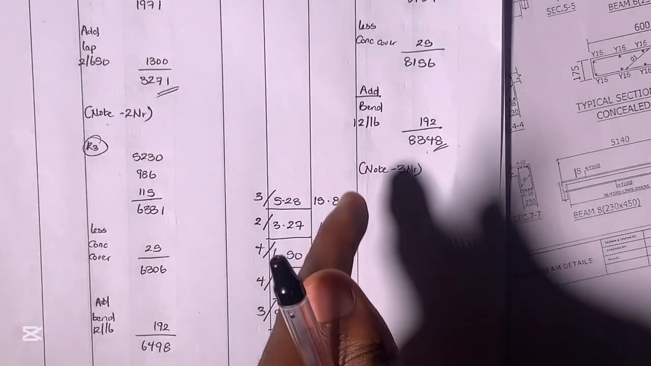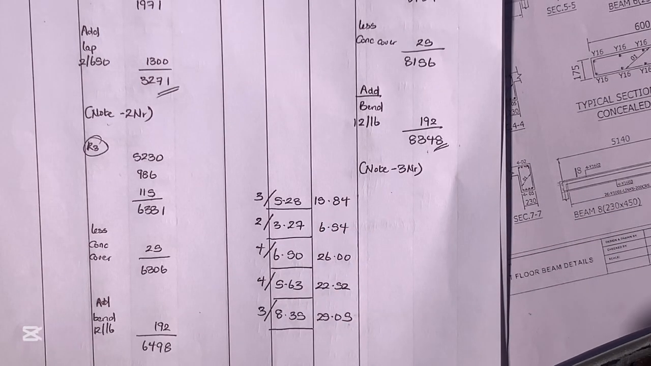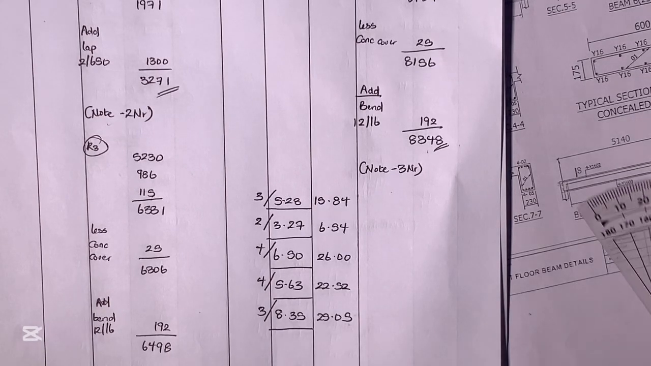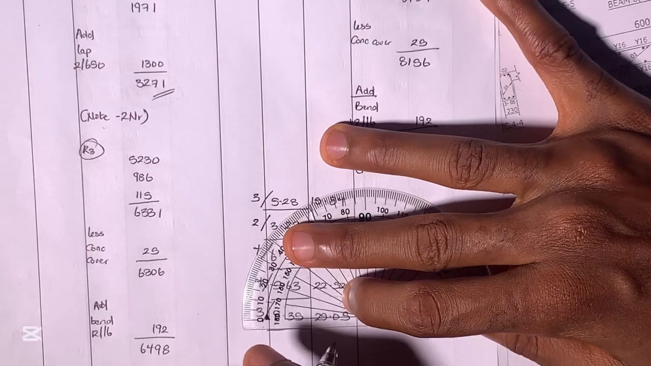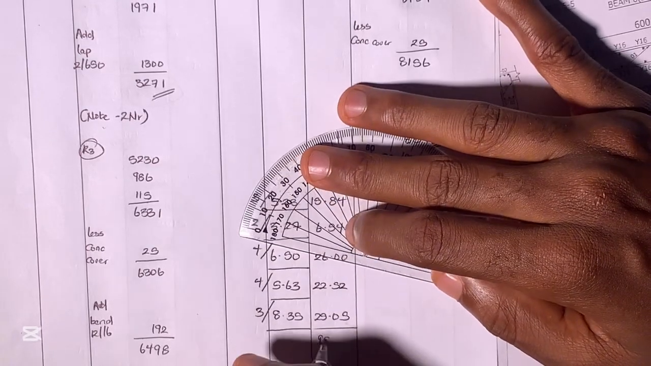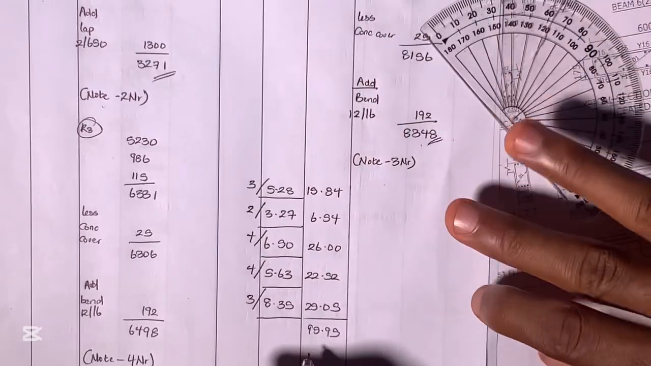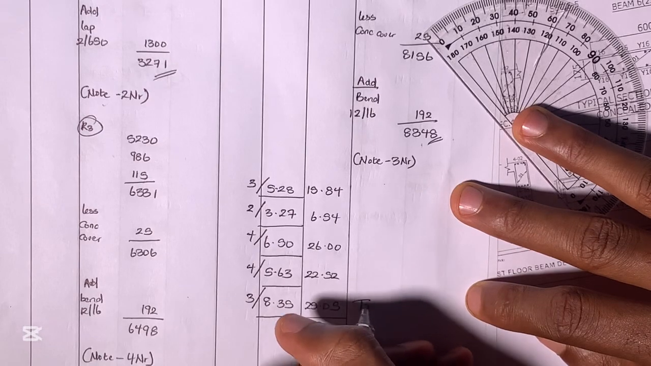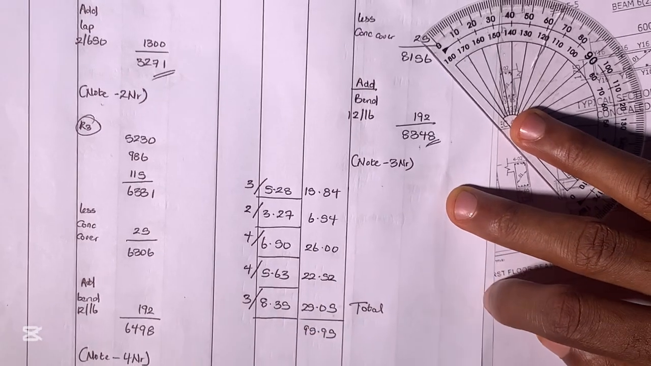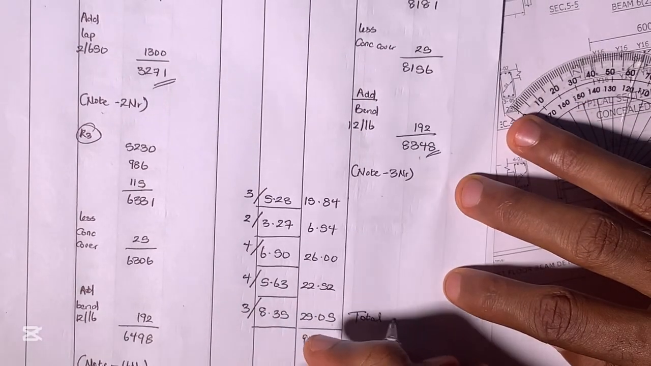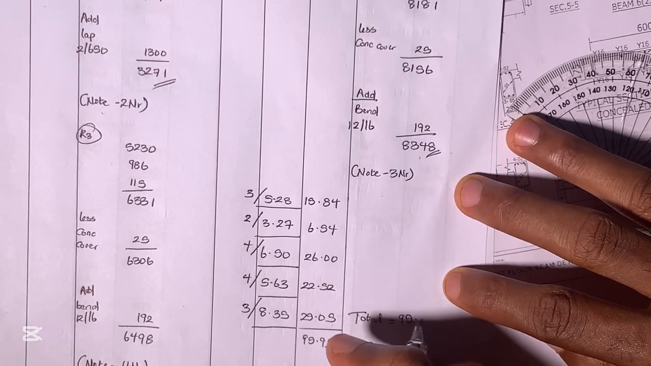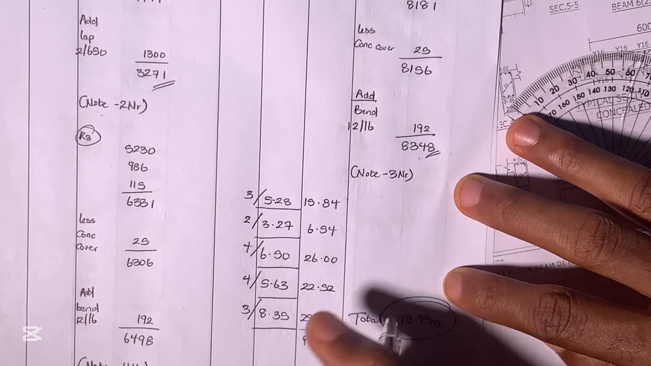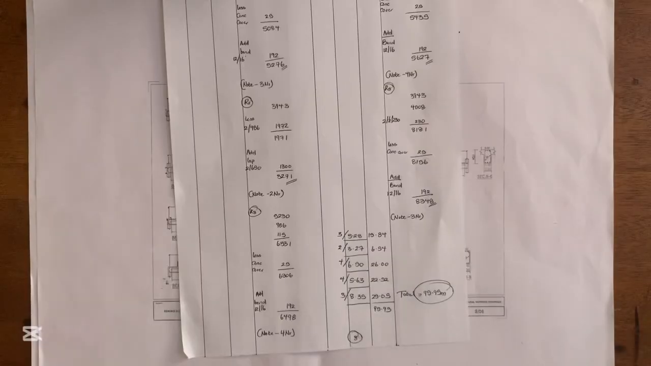So when you add everything together, what are you going to be having? You are going to be having the total of 95.95. So it means that the total reinforcement you are going to be needing here is 95.95. So the total reinforcement needed to make all the reinforcements in beam 4 is 95.95 meters. So with this, I'm sure you understand the process.